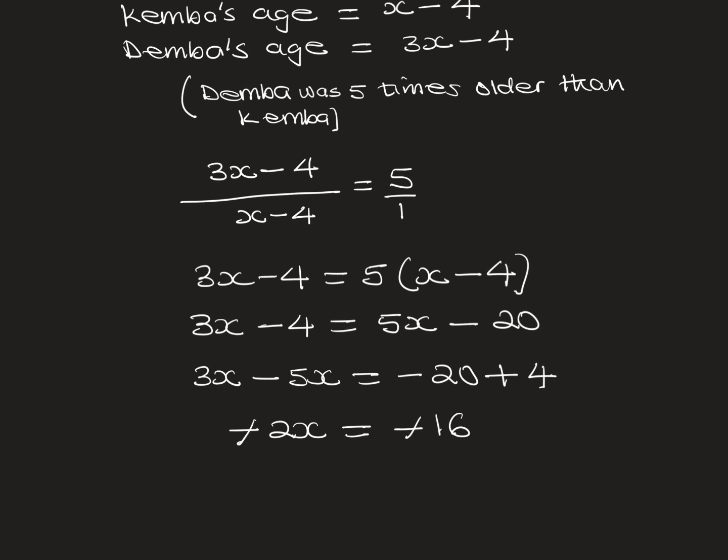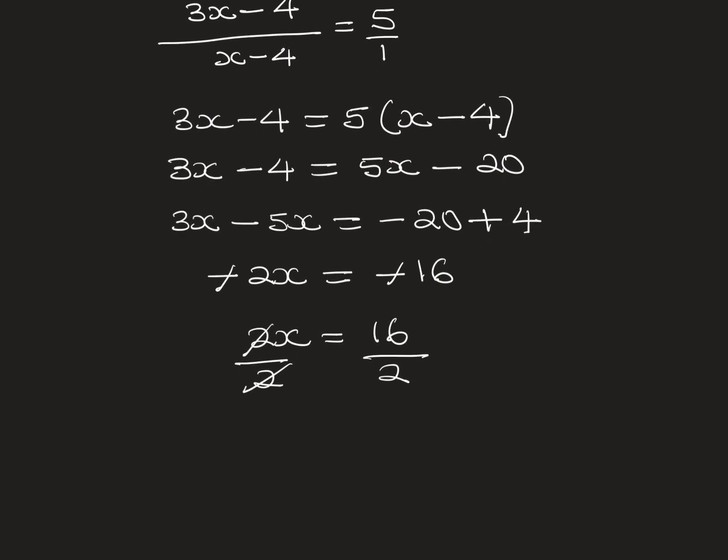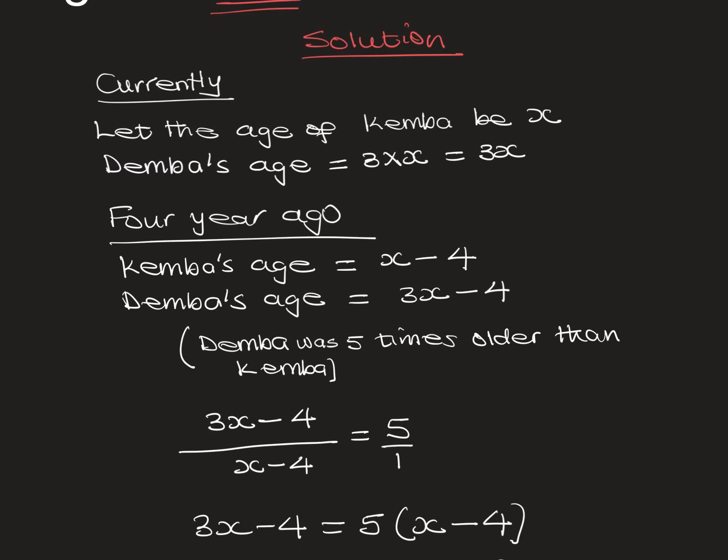So 3x minus 5x is minus 2x is equal to minus 20 plus 4 is minus 16. The negative signs will cancel. So 2x is equal to 16. To find x, we divide both sides by 2, then what do we have? X is equal to 8 years. It means, who is X? Kemba is X, right? Kemba is X, meaning currently Kemba is 8 years old. If Kemba is 8 years old, then Demba's age will be 3 times 8 will be 24, right?